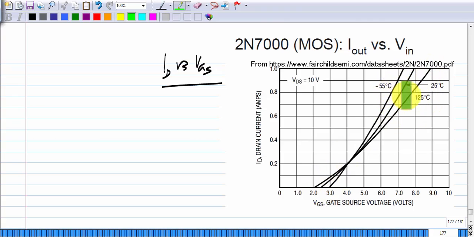And what's also shown here are characteristics at different temperatures. Earlier I had mentioned that the characteristics of all these change with temperature, and you can see that here. You can see that both the threshold voltage and the current factor are changing with temperature. Okay.